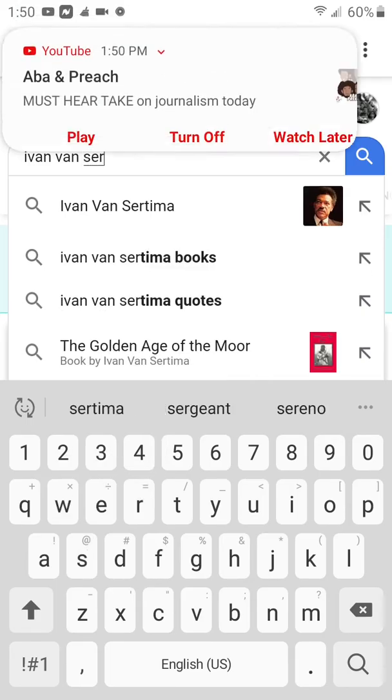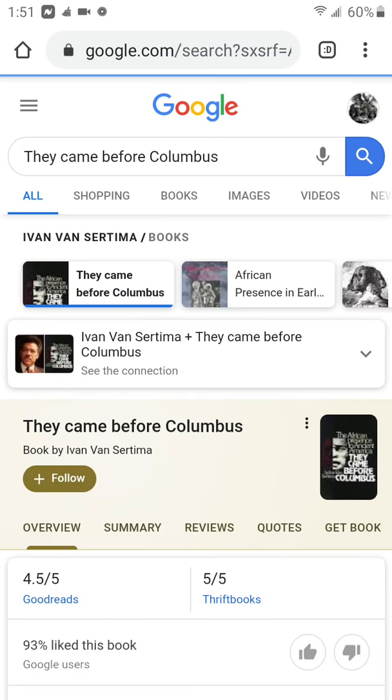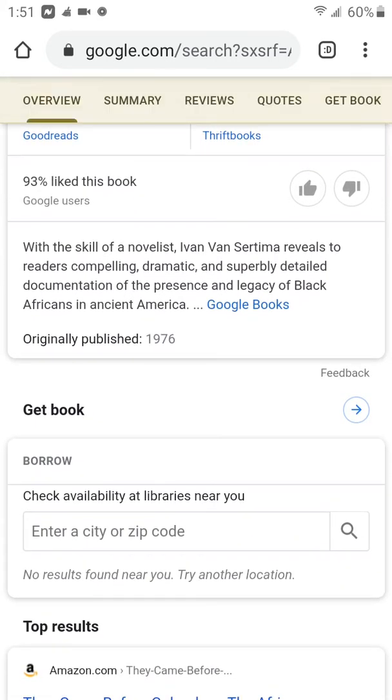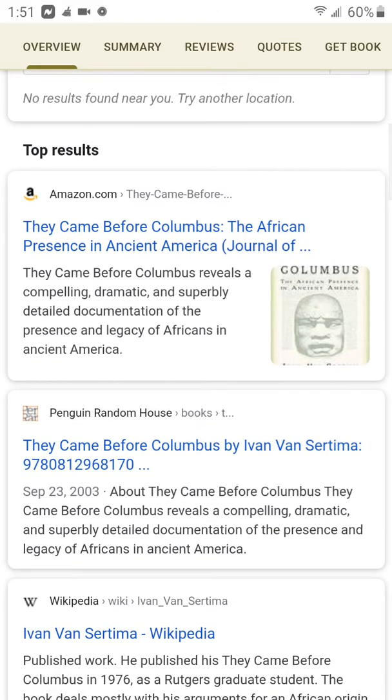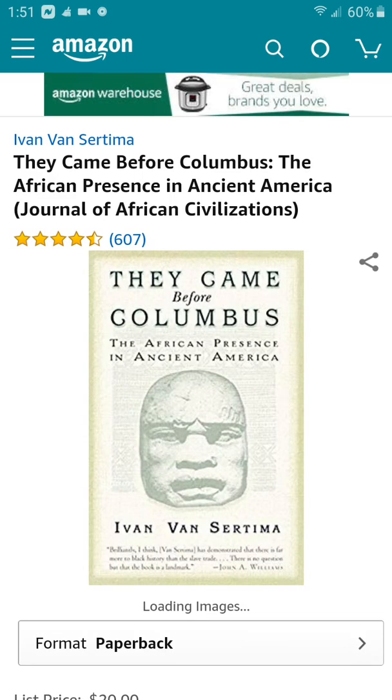Ivan Van Sertima. All right, this is Ivan Van Sertima. All right, where's his book? Bam. If you want his book, They Came Before Columbus. Bam. There it is right there. And matter of fact, in his book, he has images of statues of so-called black women with the hoop earrings and dark skin. And it's not just one statue; it's more than one.